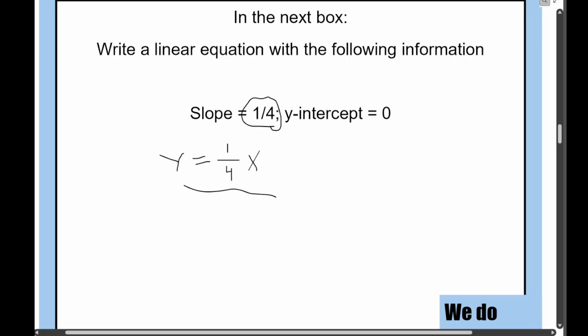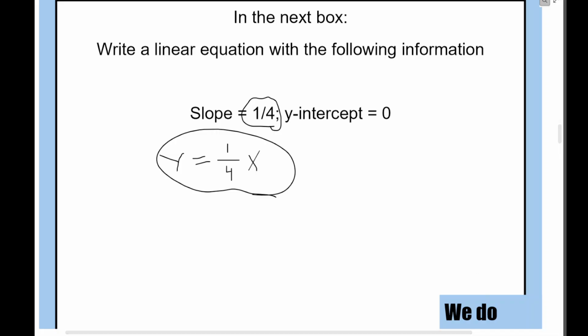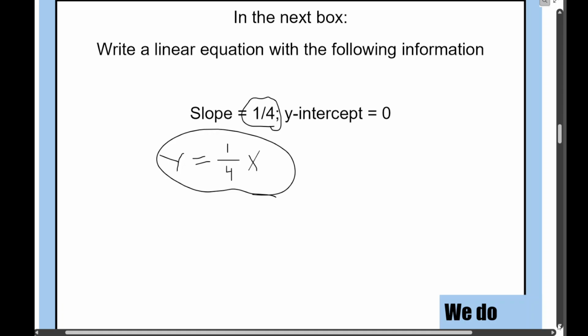I'll try this again. There we go. All right, we fixed it. So that's your answer.